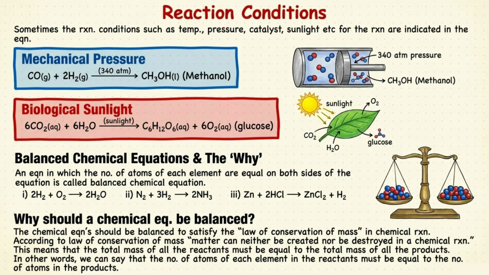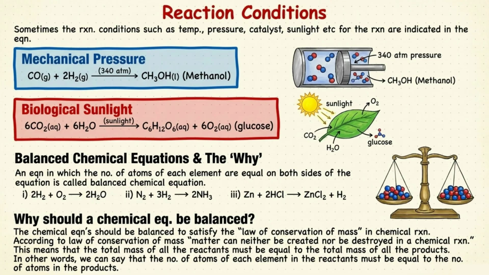Now, students, let's talk about the balancing act. A balanced chemical equation is an equation in which the number of atoms of each individual element are perfectly equal on both sides of the arrow. Let's read 3 quick examples of perfectly balanced equations. First, 2H2 plus O2 yields 2H2O. Second, N2 plus 3H2 yields 2NH3. Third, Zn plus 2HCl yields ZnCl2 plus H2. In all of these, the atoms on the left match the atoms on the right perfectly.